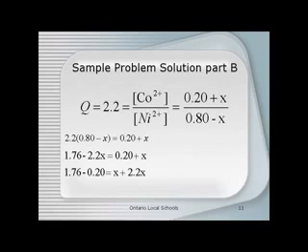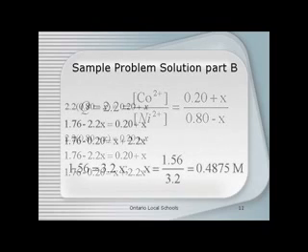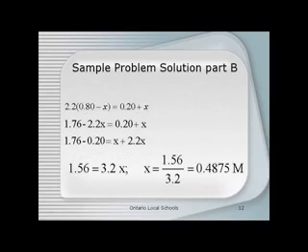And then I rearrange so that I get like terms on each side. So 1.76 minus 0.20 is equal to x plus 2.2x. When I combine my like terms, I get 1.56 is equal to 3.2x. So x is equal to 1.56 divided by 3.2. So our change in the concentrations is going to be equal to 0.4875 moles per liter.